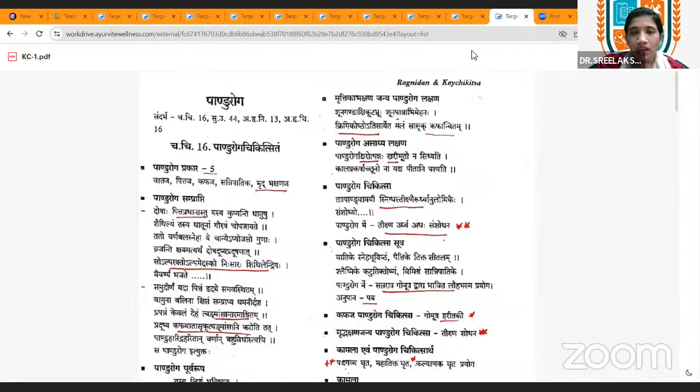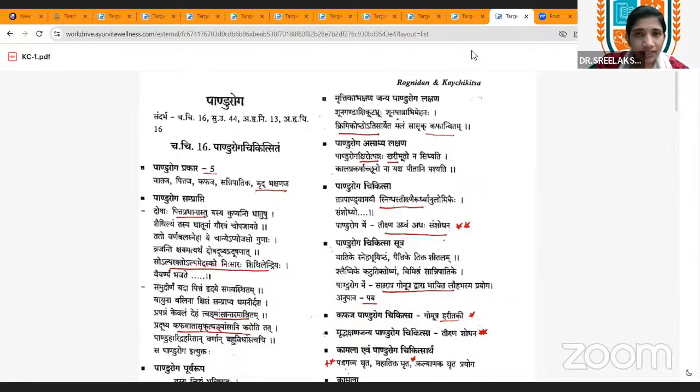And coming to the next point of this Panduroga, that is Dushya of this Panduroga. That is very important. Sometimes this question can be asked, the Dushya of the Panduroga. Mainly 5 in number: Kapha, Vata, Asrik, Tvak, Mamsa. So it is 5: Kapha, Vata, Asrik, Tvak, Mamsa.